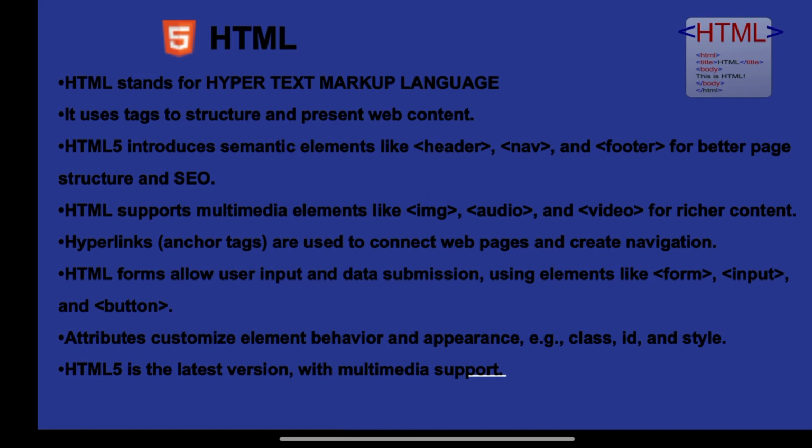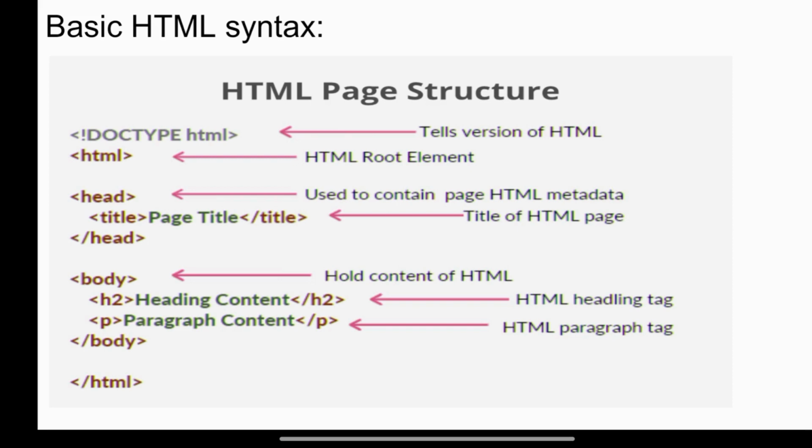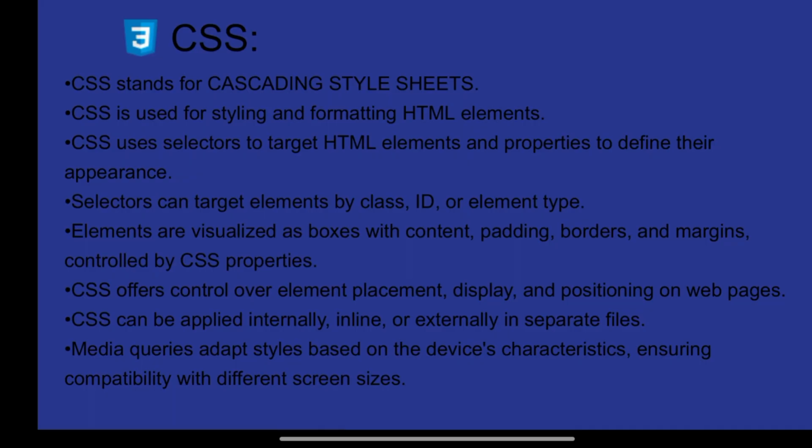Here is basic HTML syntax. Document type HTML tells the version of HTML. HTML is the root element and head is used to contain page HTML metadata. In head, title is used for the page title of the HTML page. Next, body holds the content of HTML. H2 is the HTML heading tag and P is the HTML paragraph tag.